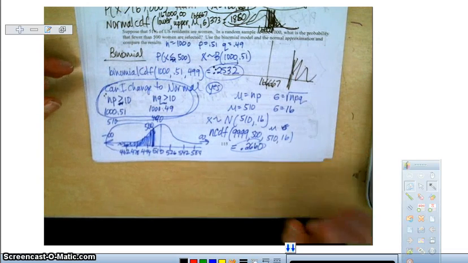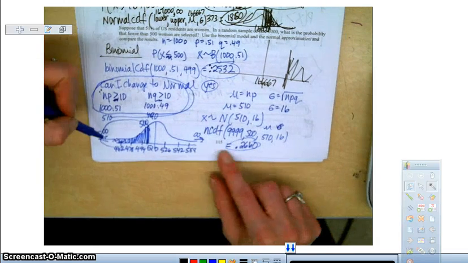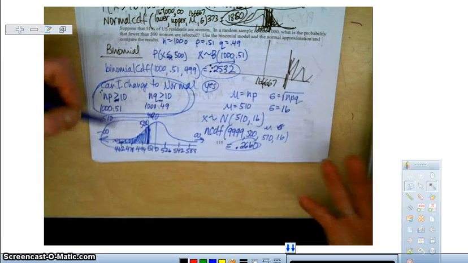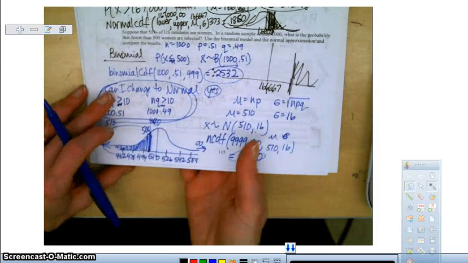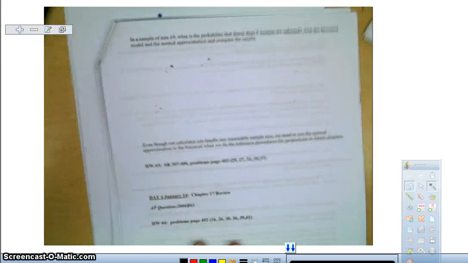Now, what happens when n is really big, though, when you do a big number of trials? The binomial and the normal become about the same. So, all right, we're just about done.